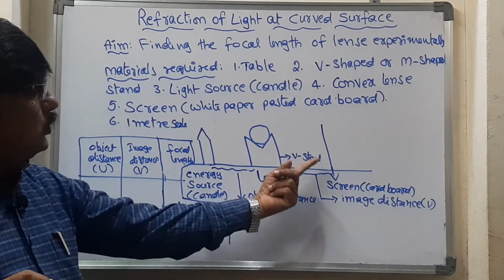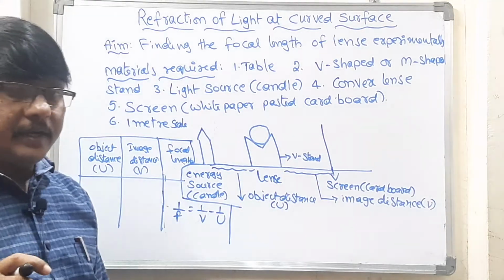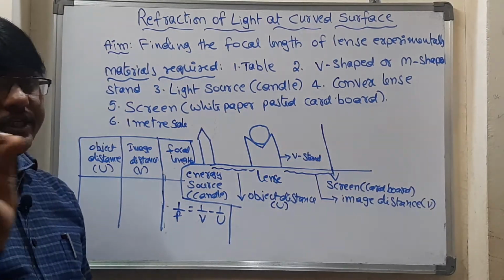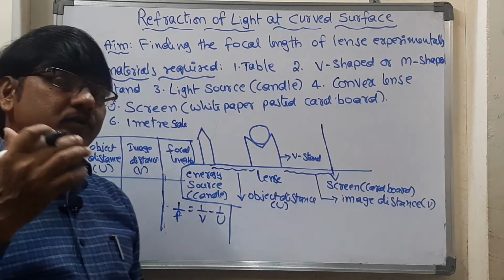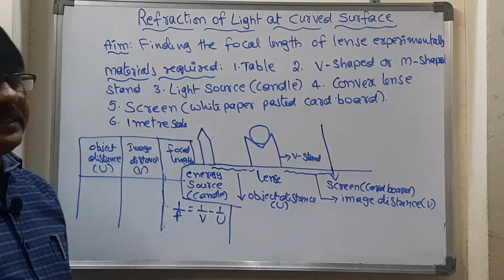And then when you move it, the image cannot form on the screen immediately. So again, you start adjusting the screen. Again you will get one sharp image at one particular distance. That is the image distance. That is the second case.